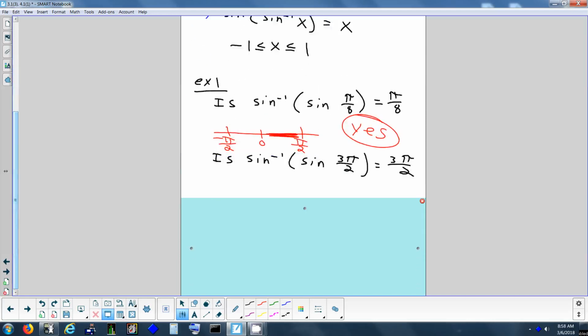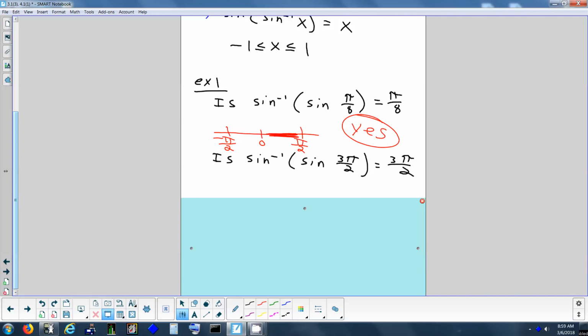Okay, let's try this one. Same setup as the last one. Inverse is still on the outside. So we're looking to be between negative pi over 2 and pi over 2. Okay. Colby, how does 3 pi over 2 compare to pi over 2? 2's at the bottom. Okay, well, if you were going to compare like less than, greater than, or equal, how does 3 pi over 2 compare to pi over 2?